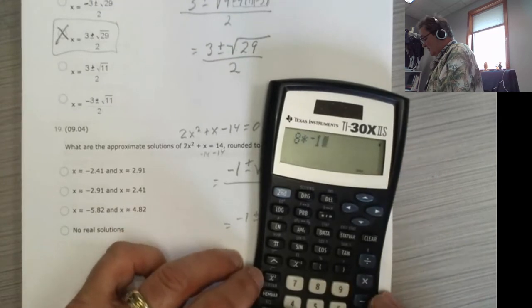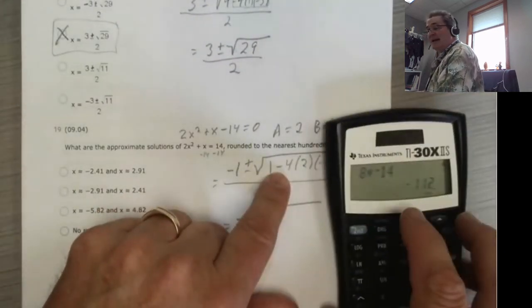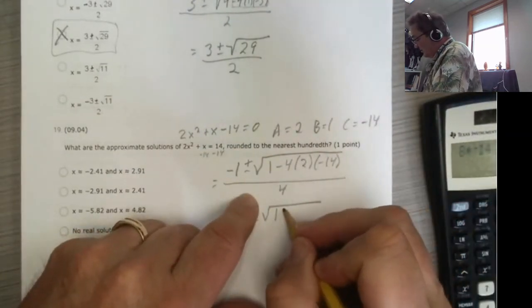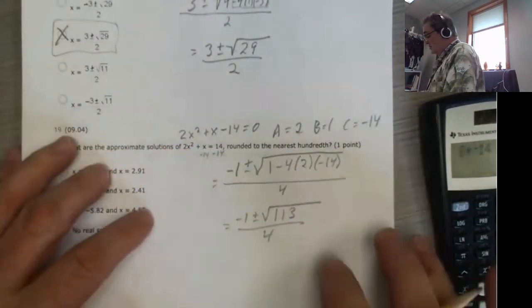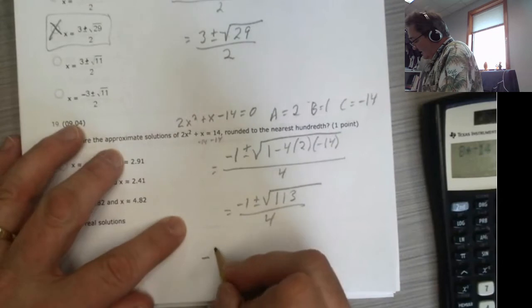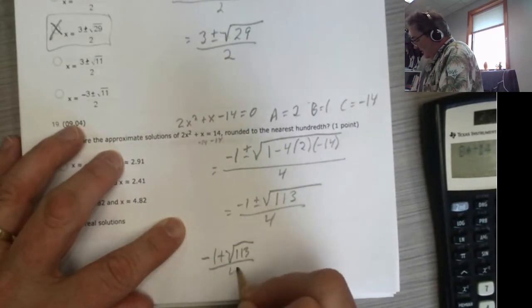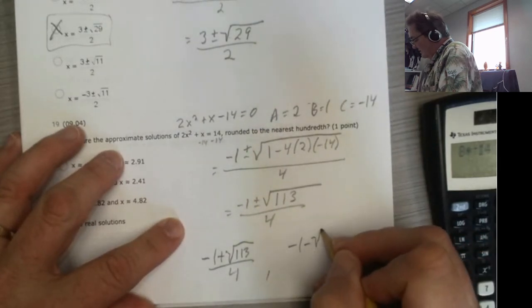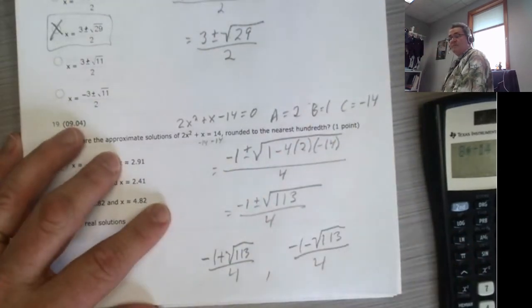8 times -14 is -112. So if I have 1 minus a -112, that means 1 plus 112, or 113 over 4. So there's two solutions here. One of them is -1 plus the square root of 113 divided by 4, and the other solution is -1 minus the square root of 113 divided by 4.